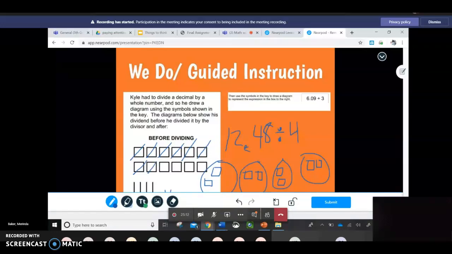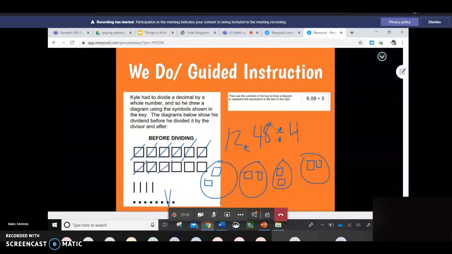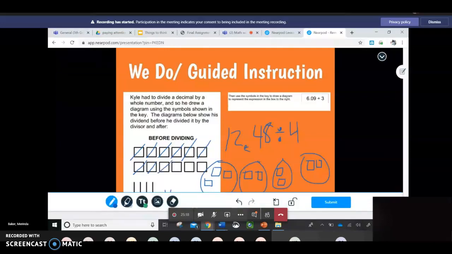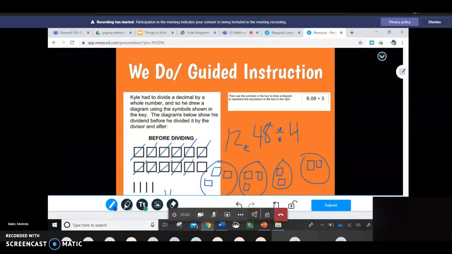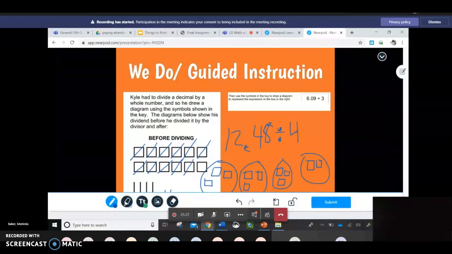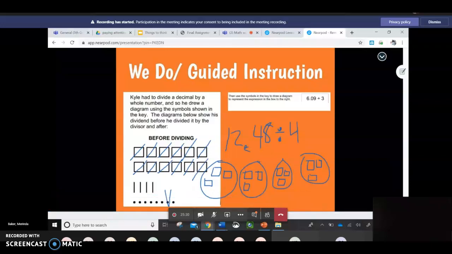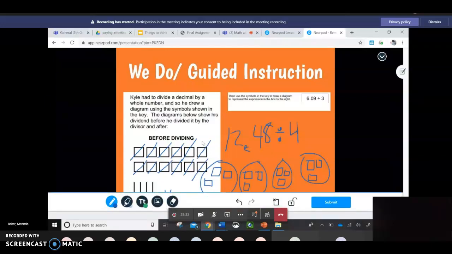I'm still going to keep going until I don't have any more flats left. So luckily this time we were able to equally put 3 flats in each of our groups. Sometimes, for example, we might have 1 flat left over that we wouldn't be able to divide, and we might have to break that flat down into 10 rods in order to equally divide it.